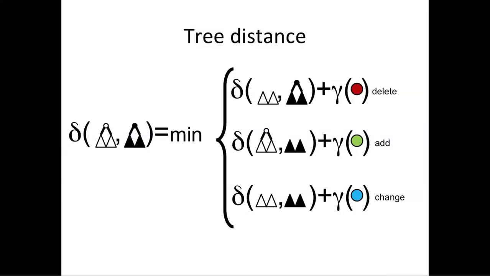So the tree distance is the minimal distance between deleting the first node and matching the forest to the second tree, inserting the first node of the second tree and later matching, adding these costs to the forest of what we have left, or just the cost of swapping both root nodes and then matching both forests.